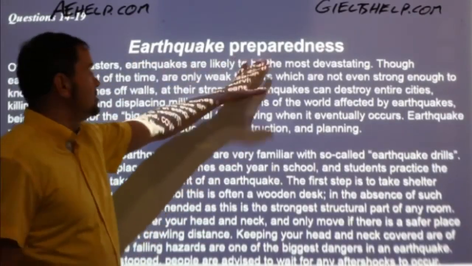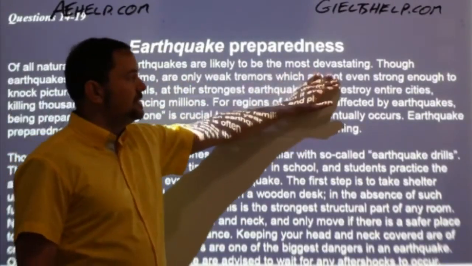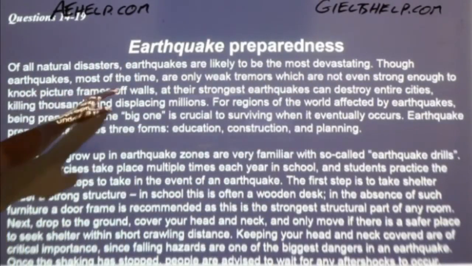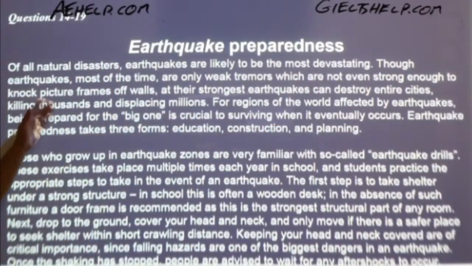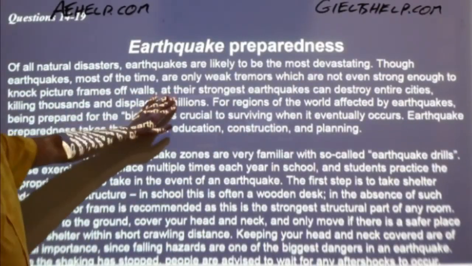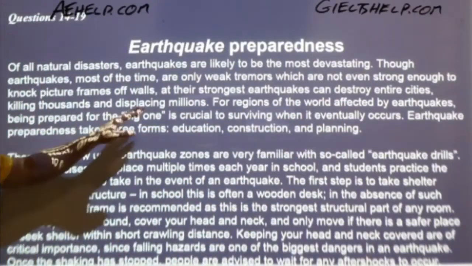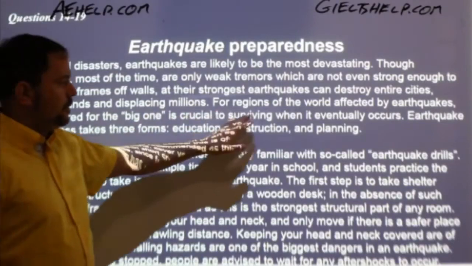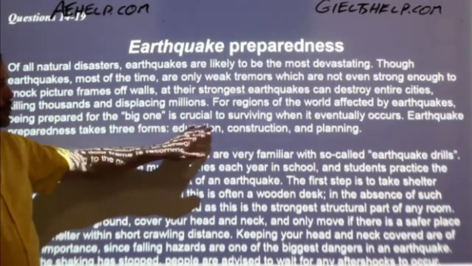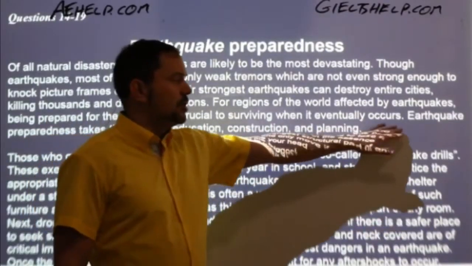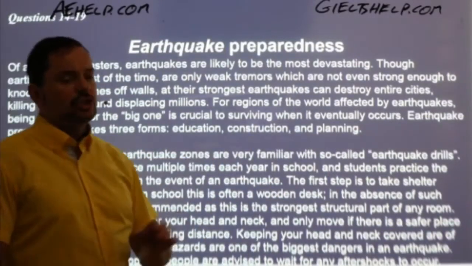Earthquake preparedness. Of all natural disasters, earthquakes are likely to be the most devastating. Though earthquakes, most of the time, are only weak tremors which are not even strong enough to knock picture frames off walls, at their strongest, earthquakes can destroy entire cities, killing thousands and displacing millions. For regions of the world affected by earthquakes, being prepared for the big one is crucial to surviving when it eventually occurs. Earthquake preparedness takes three forms: education, construction, and planning.